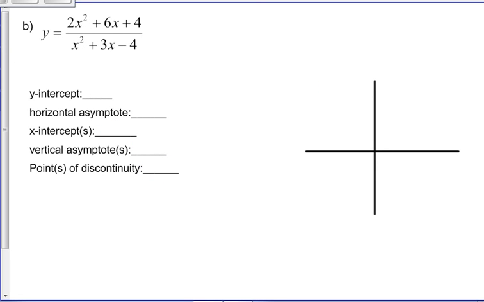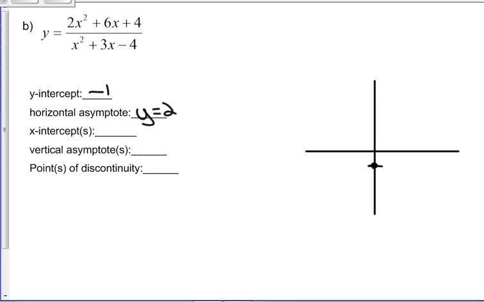Okay, let's try another one. We want to get the same features out of this graph. If we want the y-intercept, well, that's going to be 0, so 4 over -4. The y-intercept is -1 on this one. Might as well put it in. For the horizontal asymptote, let's take a look. Same power on top and bottom, so the horizontal asymptote is going to be the leading coefficient of the top divided by the leading coefficient of the bottom. That gives us y equals 2. And again, this is the same one that we did in example 6.